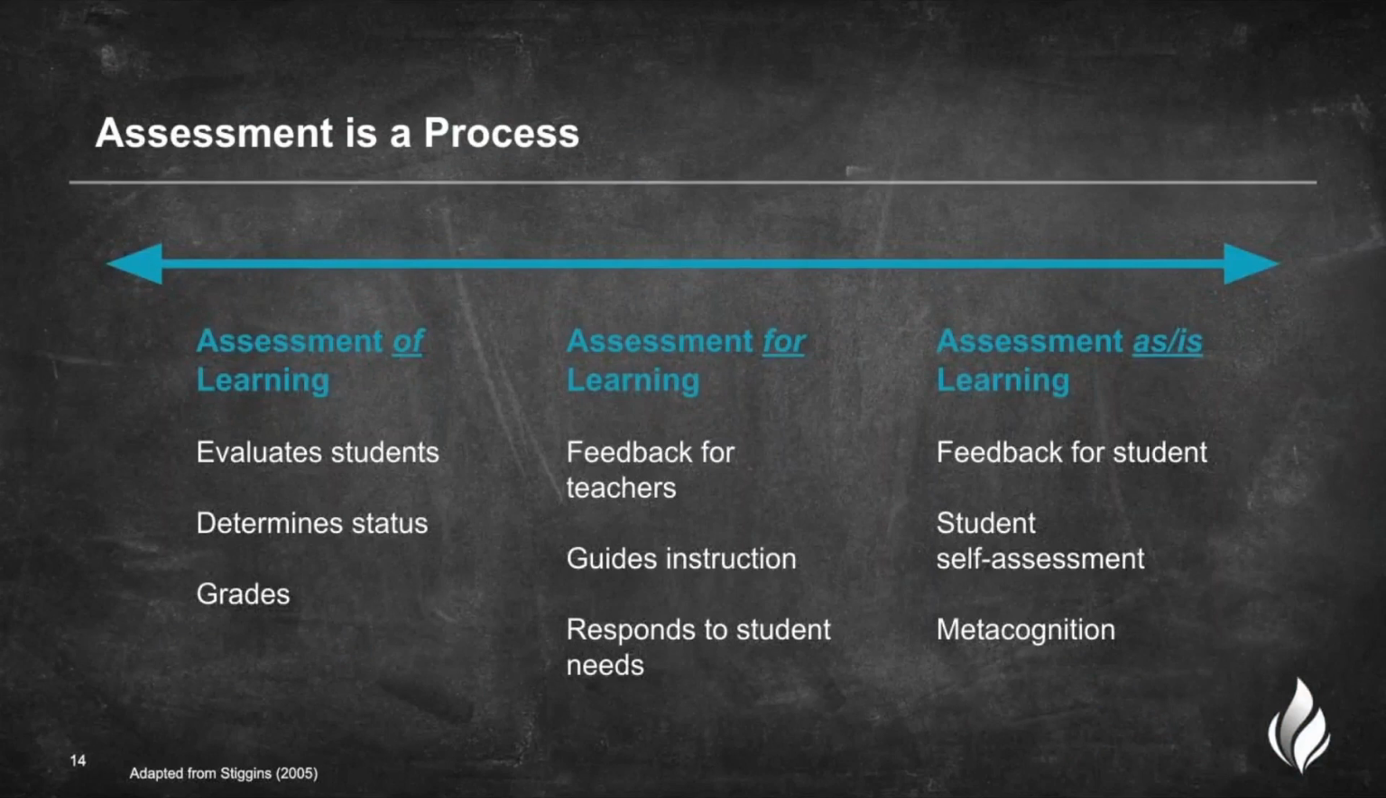So this is the process and the ends of the spectrum. Assessment of learning is really about evaluating or certifying learning of students. It's meant for evaluation. It's to determine status or grades, some of those metrics that we often assign to students, which come from summative assessment. That's sort of ironic, because it's the other types of assessments that move them to that point where we can certify their learning or determine the grade.